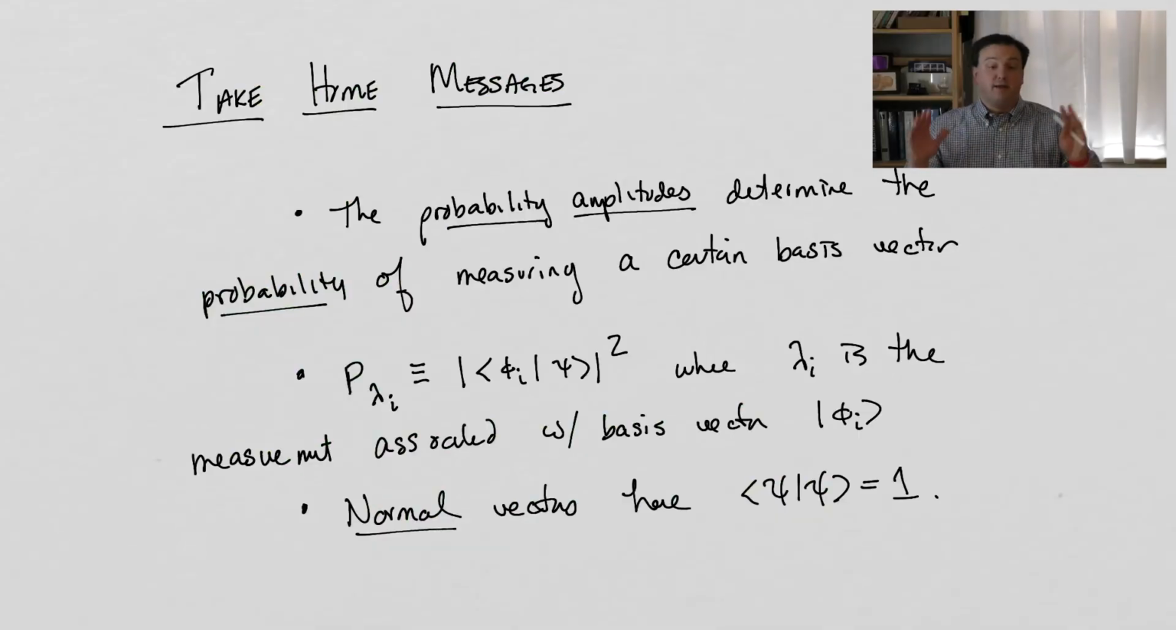Anyway, all right, your take-home messages for today. Probability amplitudes are those decomposition coefficients. They tell me how much of my vector is in each direction. But they also tell me the likelihood of making a particular measurement when I actually go and make that measurement. That's a postulate, but it's one that's consistent with our observations. And those probabilities are the modulus squared of those expansion coefficients.